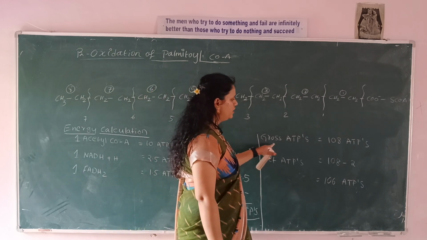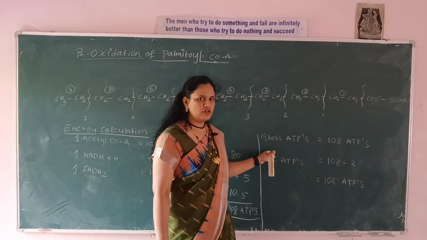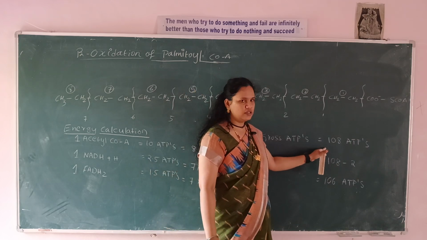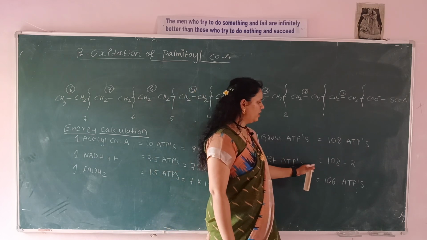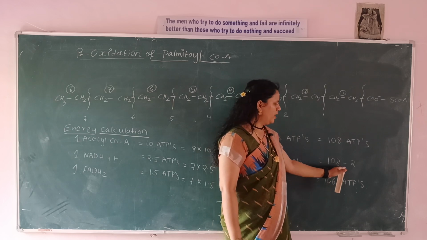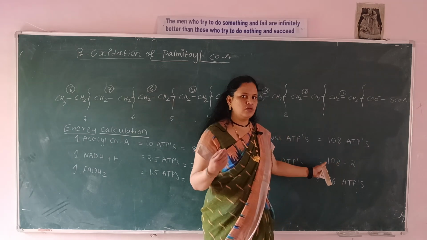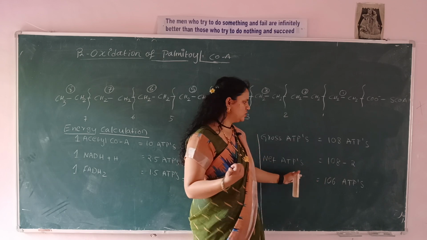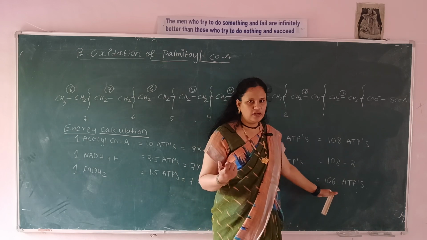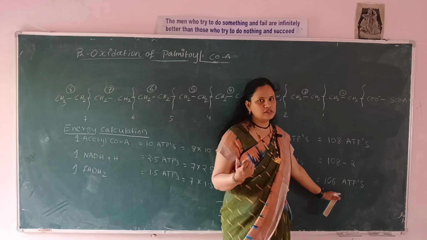So the gross ATPs produced from the beta oxidation of palmitoyl CoA is 108 ATPs. From these 108 ATPs we subtract the 2 ATPs utilized in stage 1 for the activation of the fatty acid. So the net ATPs are 106 ATPs.